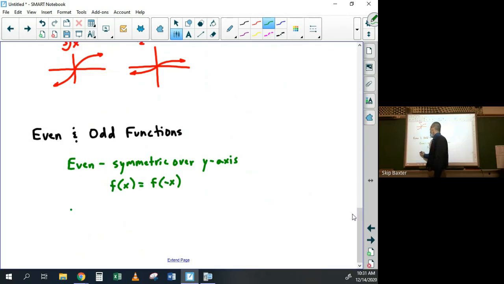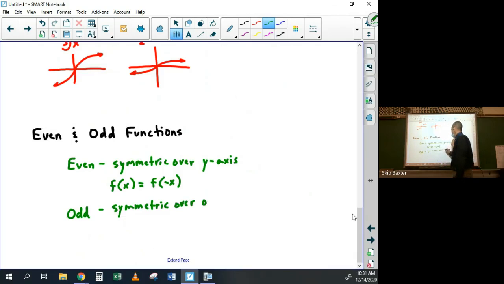And then for odd, that means symmetrical to the origin. So that means it looks the same upside down. If you rotate it 180 degrees, it looks the same. That's what symmetrical to the origin means. Think of the graph of x cubed. If you flip it upside down, it looks the same if you rotate it 180 degrees. So this test is f of negative x equals negative f of x. So if that's true, the function is odd.